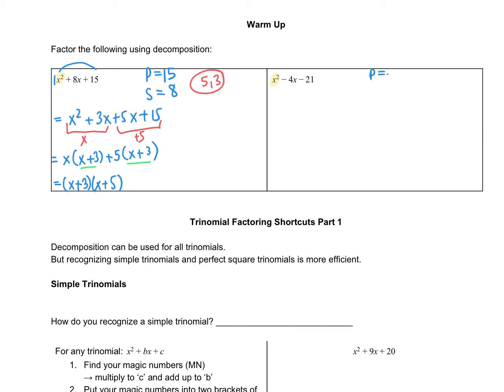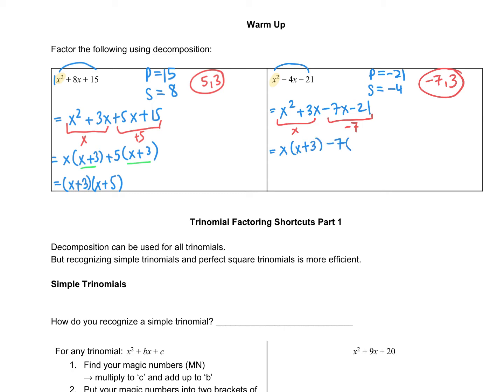Our product here will just be negative 21 because there's just a 1 to multiply by, and our sum is negative 4. The magic numbers here will be negative 7 and 3. So when we decompose, plus 3x minus 7x minus 21, pair up. From the first pair, again, just an x. From the second pair, we're going to take out a negative 7 because the first term in the pair is negative. When I divide out the x, we're left with x plus 3. When I divide out negative 7, be careful with your signs here, we're left with x positive 3, the brackets match, so x plus 3, and then x subtract 7 for the second one.